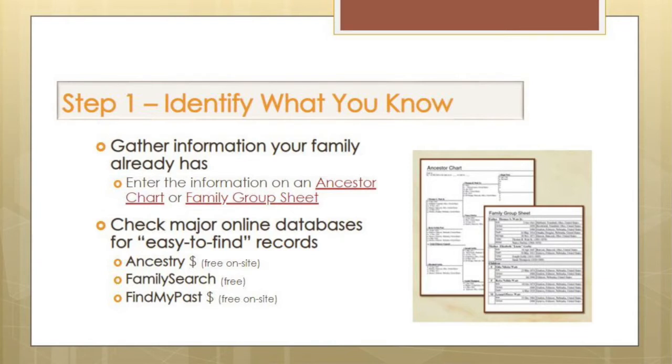Step 1 is to identify what you know. First, gather the information your family has. This could include photos, letters, and other documents. You can enter this information on an ancestor chart or family group sheet. Next, you want to look for easy-to-find records in the major databases such as Ancestry or Family Search.